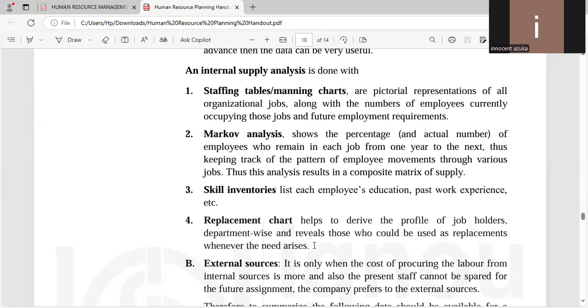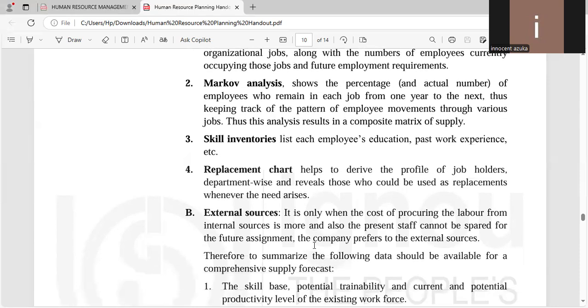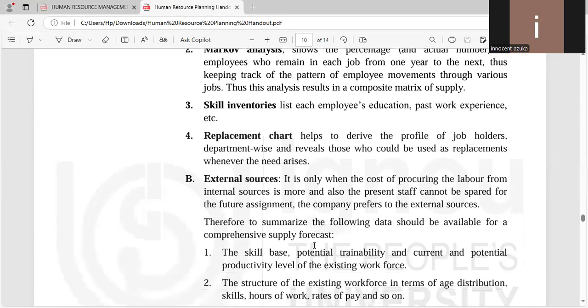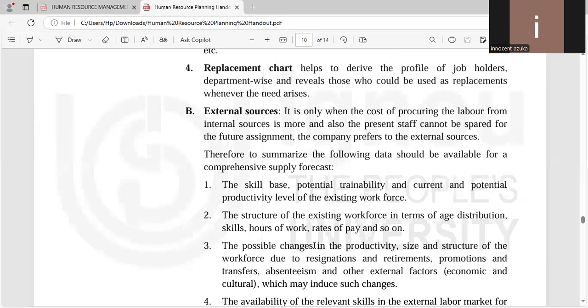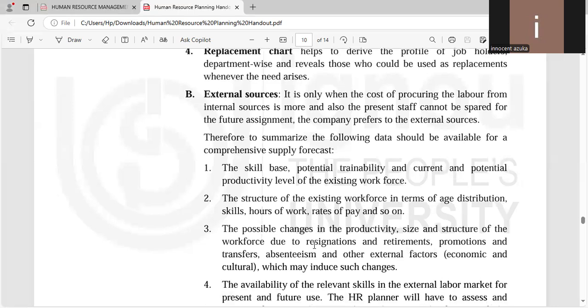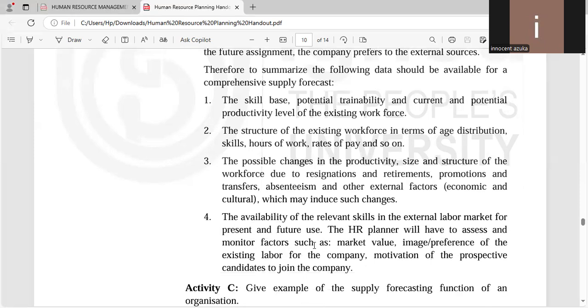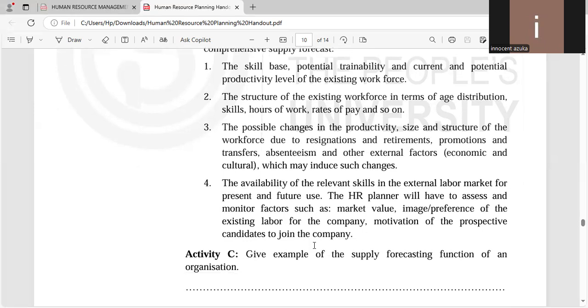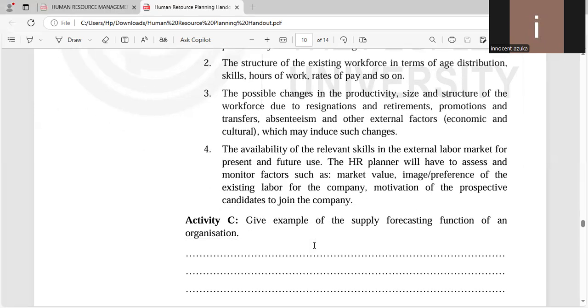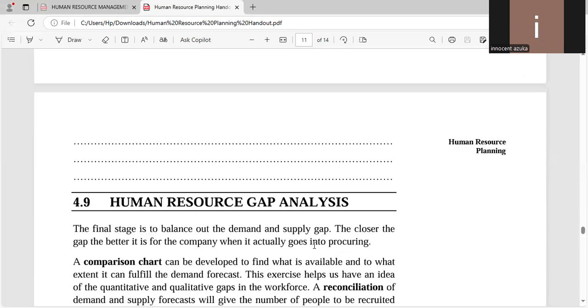Skill inventories list each employee's education and past work experience. So that is a list of internal analysis. Look at the skill analysis and the replacement chart. In terms of external analysis, look at the skill base, the structure of the existing workforce, possible changes in production, the availability of relevant skills, and so on and so forth.